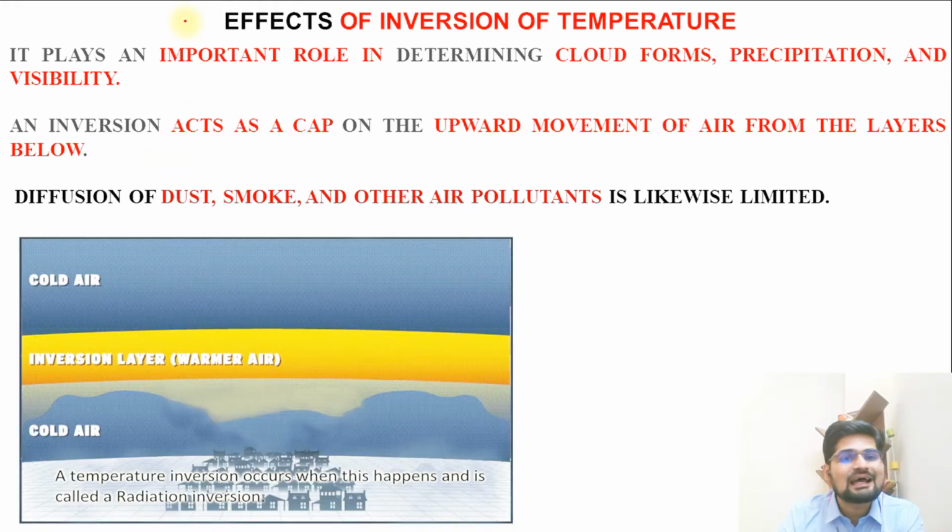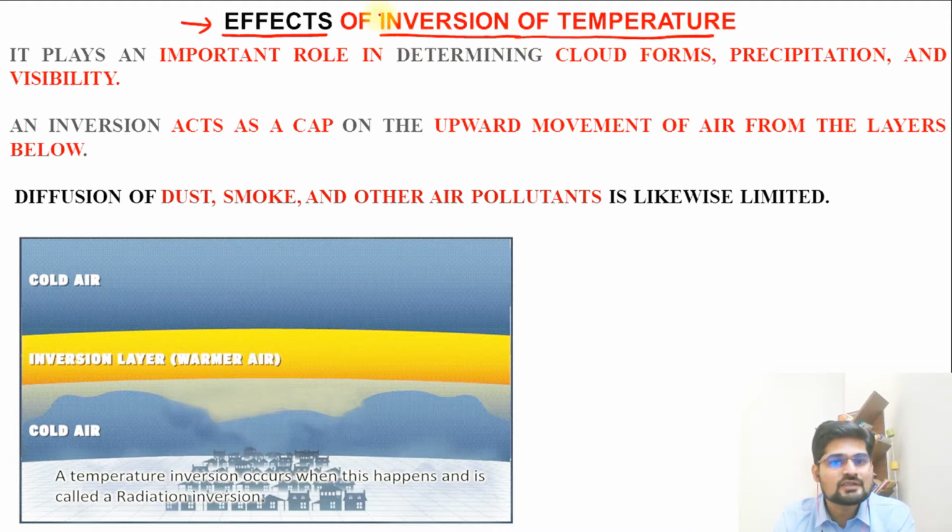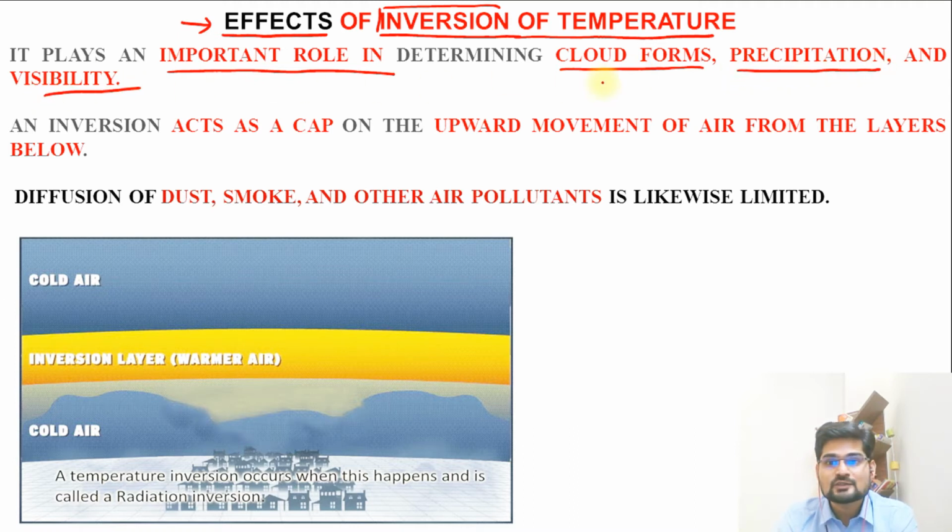We understood why it happens, but what are its effects? Now understand that due to this reversal of the normal temperature lapse rate, the inversion factor, what happens? It plays an important role in determining cloud forms, precipitation and visibility. So remember these three factors when you're writing an answer. Always remember that this is what it actually affects: the formation of clouds, which is responsible for precipitation, and also visibility on the ground. So this is important to understand, that if you have this inversion of temperature, then there is a foggy situation, visibility on ground also reduces.